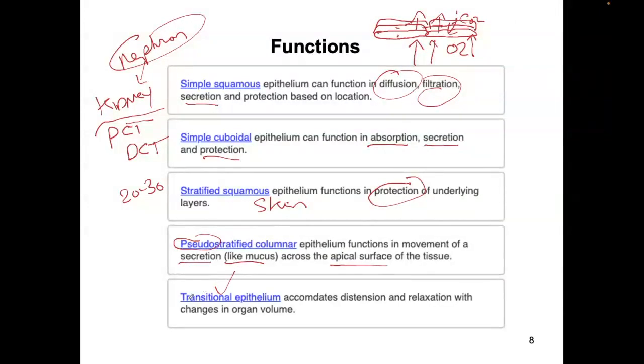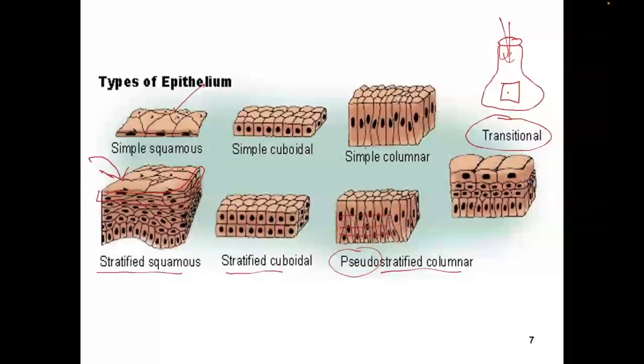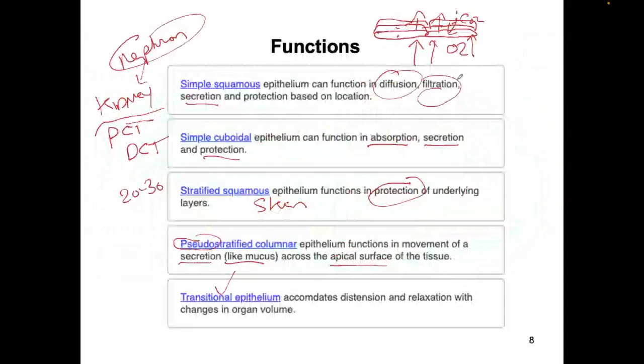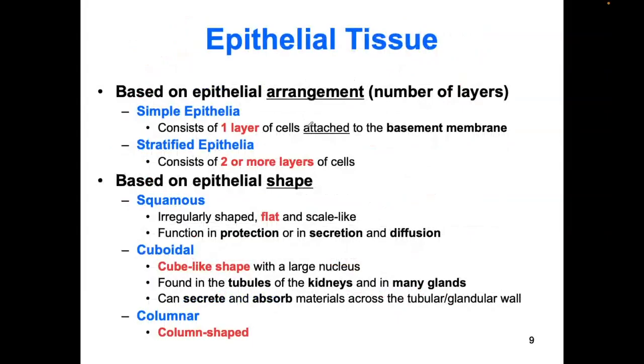And transitional, right? Transition, that was the balloon that I drew before, right? This thing here, that accommodates distension and relaxation of an organ. So we think urinary bladder with the transitional epithelium. Okay, so to review, right, we have simple epithelium, one cell layer thick, stratified epithelium, two or more. We have squamous, cuboidal, and columnar. Those are the shapes. The squamous are irregular, flat pancakes, good for protection, secretion, and diffusion. I'm thinking the lungs for that.